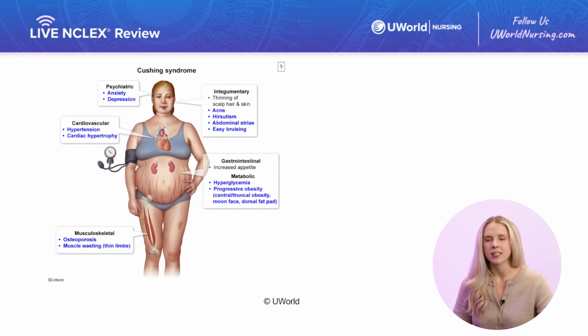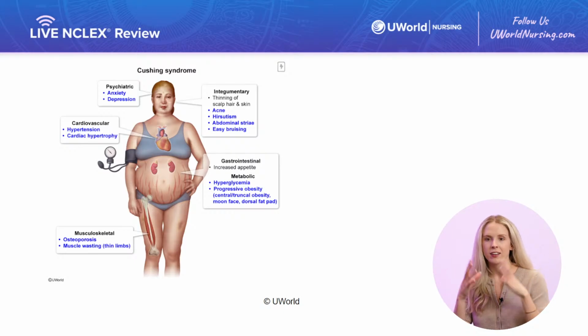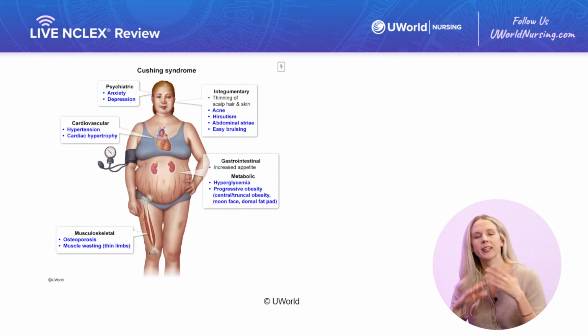I think when you guys see these on NCLEX style questions, I want a little red flag, something to go off in your head, and you guys remember that these are hallmark signs of Cushing syndrome. I feel like those are just primed to be NCLEX questions. All right, so teaching, what are we going to teach these clients?